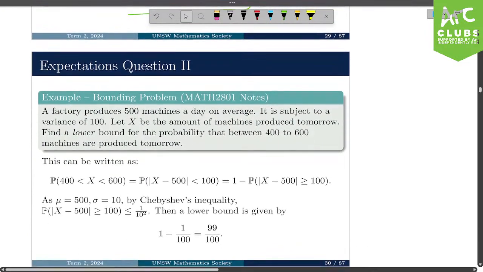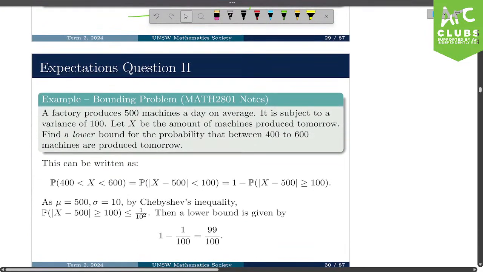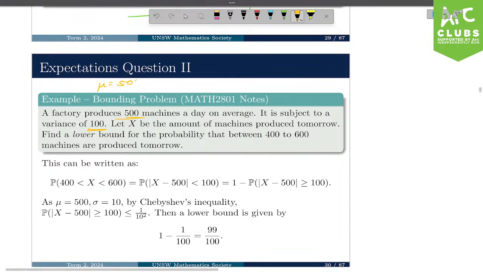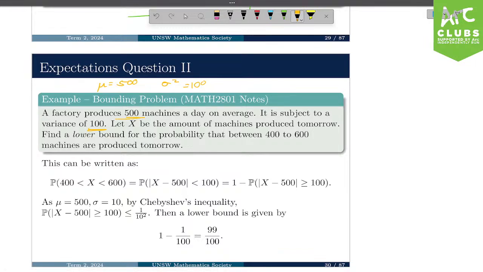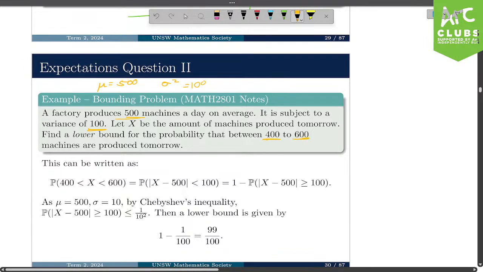Yeah, so here is an example problem. A factory produces 500 machines a day on average, and it's subject to a variance of 100. So we can say that the mean equals 500, and the variance, so sigma squared, equals 100. Find a lower bound for the probability that between 400 and 600 machines are produced tomorrow.